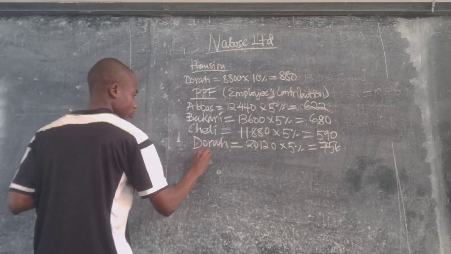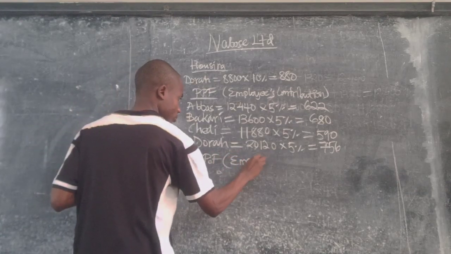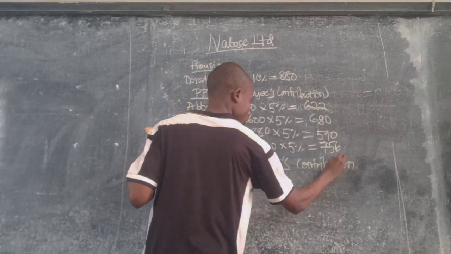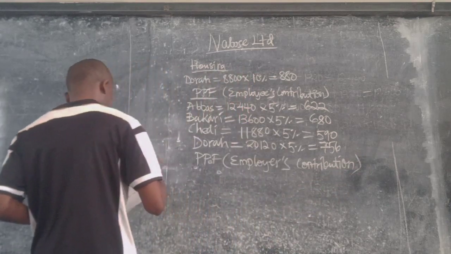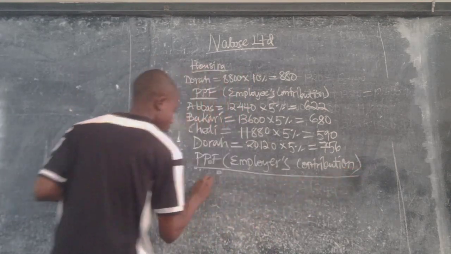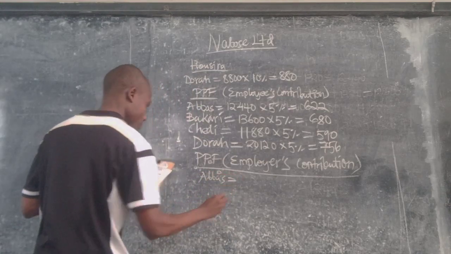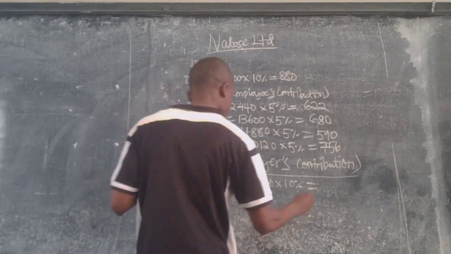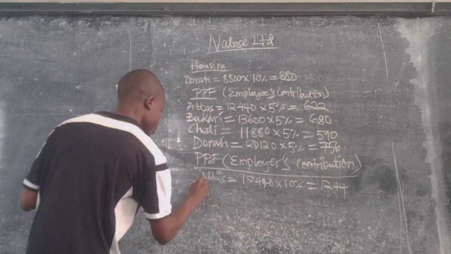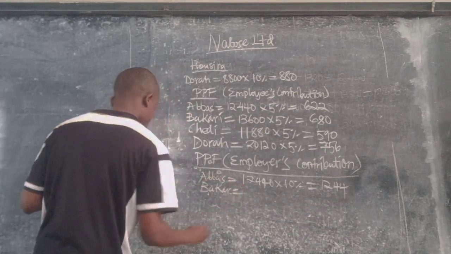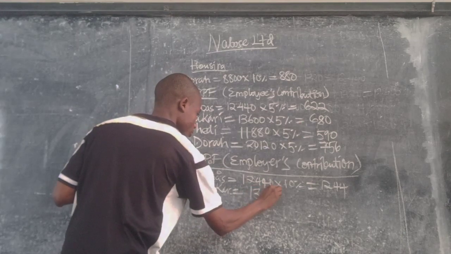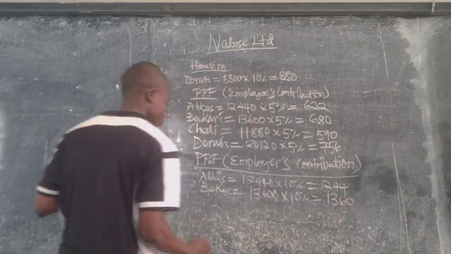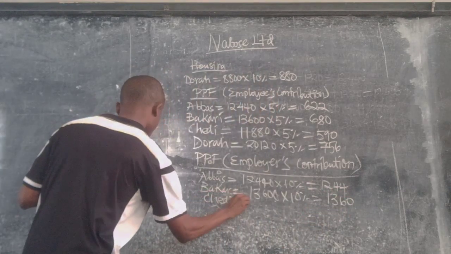So you must also find the employer's contribution. How much of PPF does the employer contribute? We were told that employer's contribution was 10%. So you have to find 10% of every employee's gross salary. For Abbas, gross salary was 12,440 times 10%. You will get 1,244. Gross salary for Bakari was 13,600, multiplied by 10%, you will get 1,360. That is the employer's contribution.